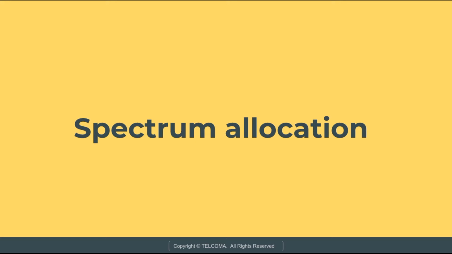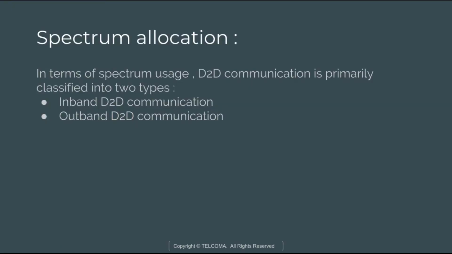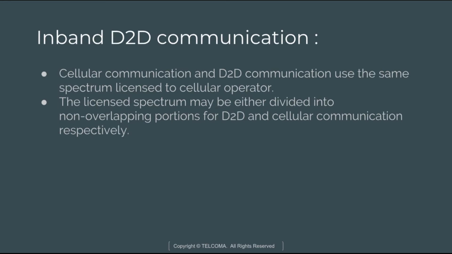In device-to-device communication class today we are going to discuss the spectrum allocation strategies. In terms of spectrum usage, device-to-device communication is mainly classified into two types: in-band device-to-device communication and out-band device-to-device communication. Let's discuss in-band device-to-device communication.